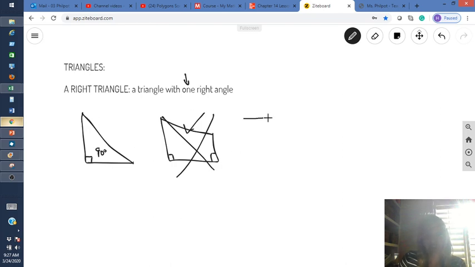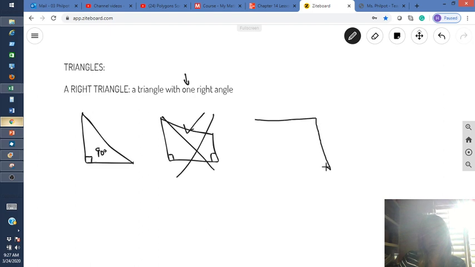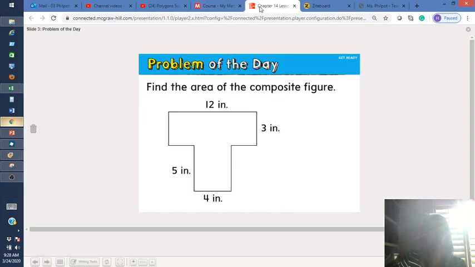But it could also look like this. Oh, that shouldn't be crossed right there. I better erase that because let's try that again. You could have one that looks like this, and this could be the right angle, right? It could be any of the angles of the triangle. It doesn't have to be in the bottom corner. It could be anywhere, but that little square right there always shows you that it's a right triangle.